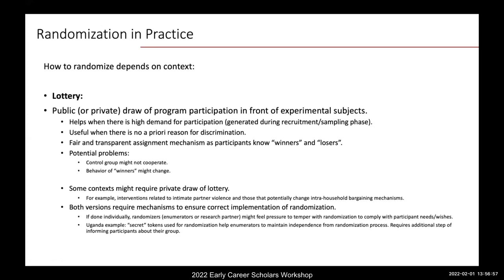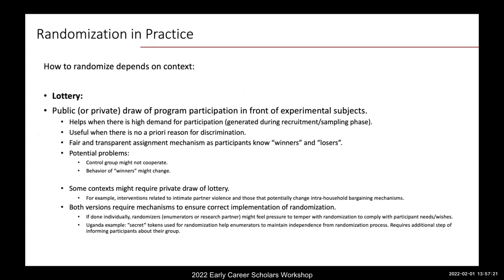Typically you have a recruitment or sampling phase, and there will be a lot of people that want to participate. And it's useful when there's no a priori reason for discrimination. Sometimes your research partner is going to say, oh no, but I want to have a specific type of people in the sample, and then you can do a public draw.